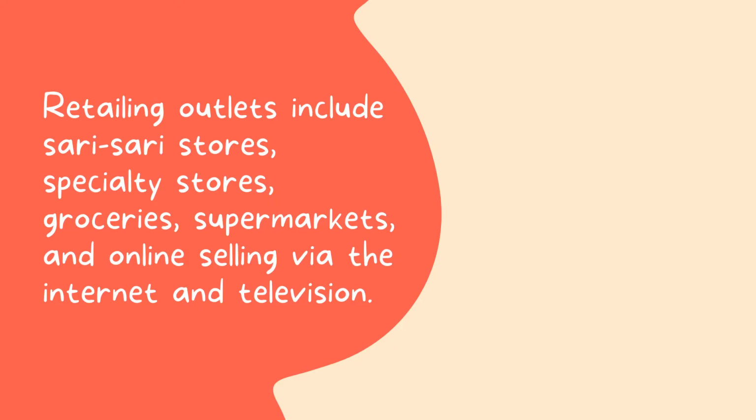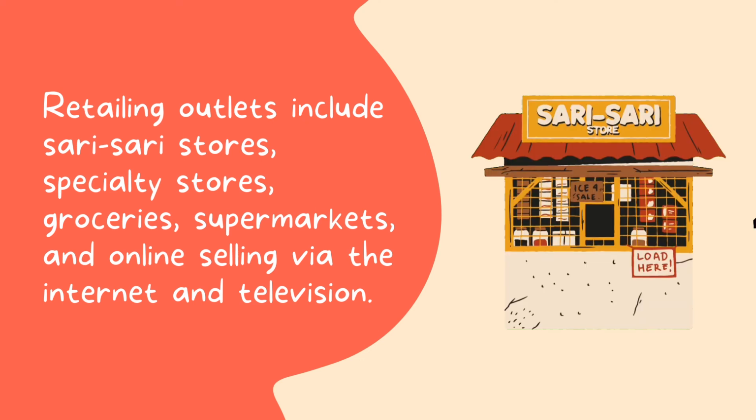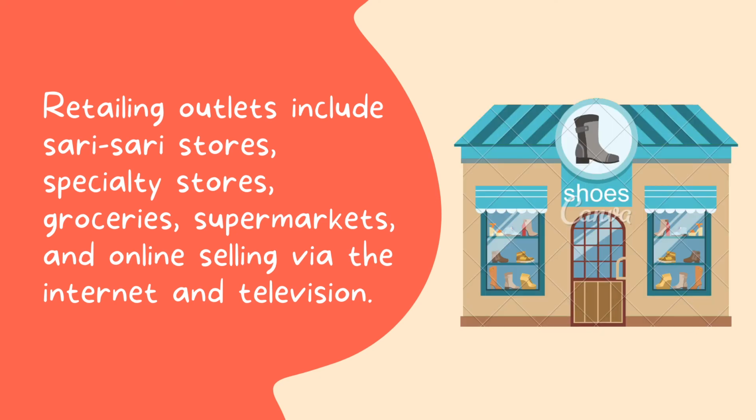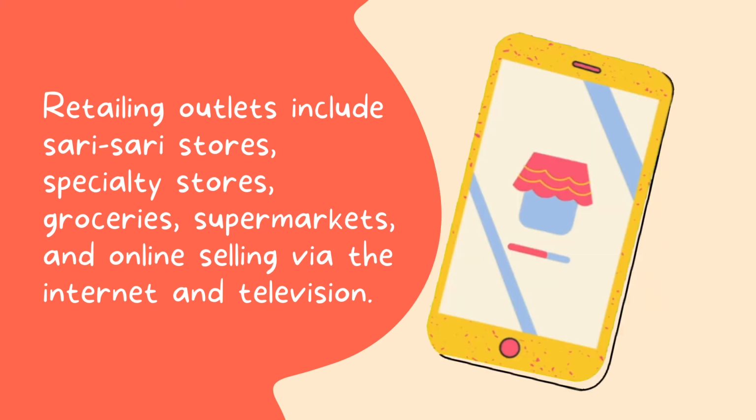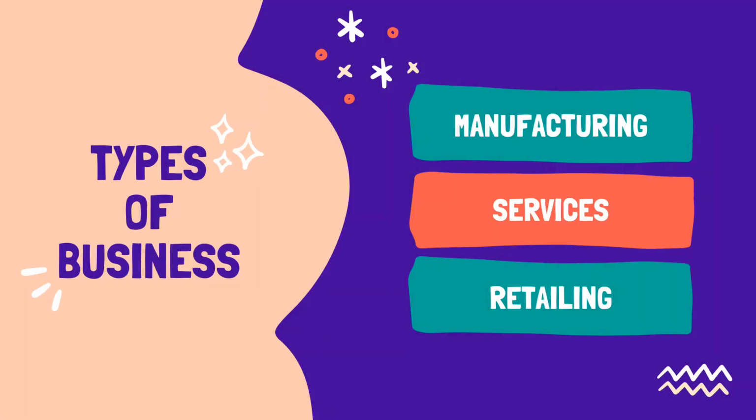Here are some examples of retailing outlets. We have sari-sari stores, specialty stores like shoe stores, groceries, supermarkets, and online selling via the internet and television. And now, we're done discussing the three types of business: manufacturing, services, and retailing.